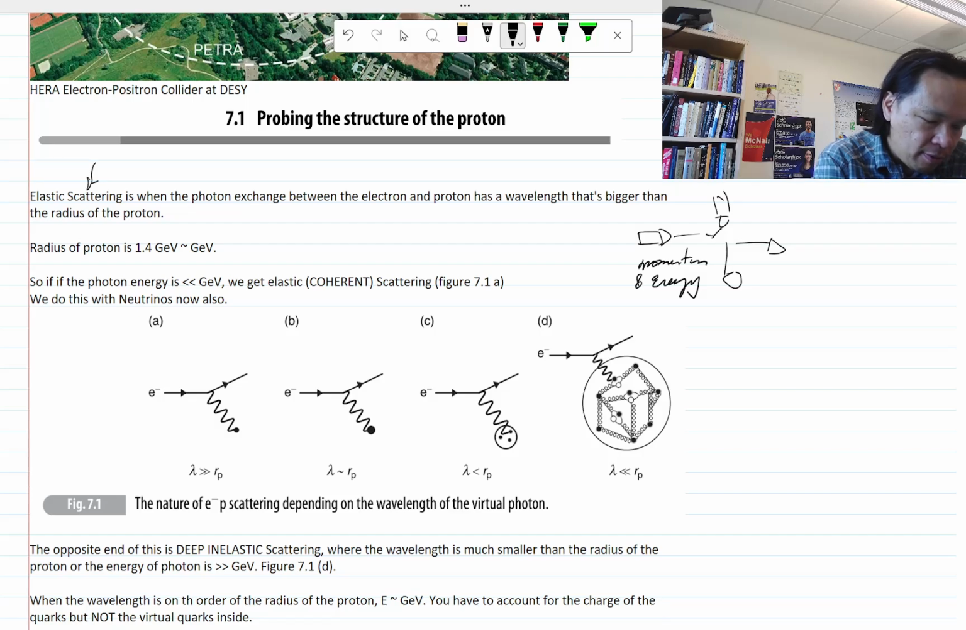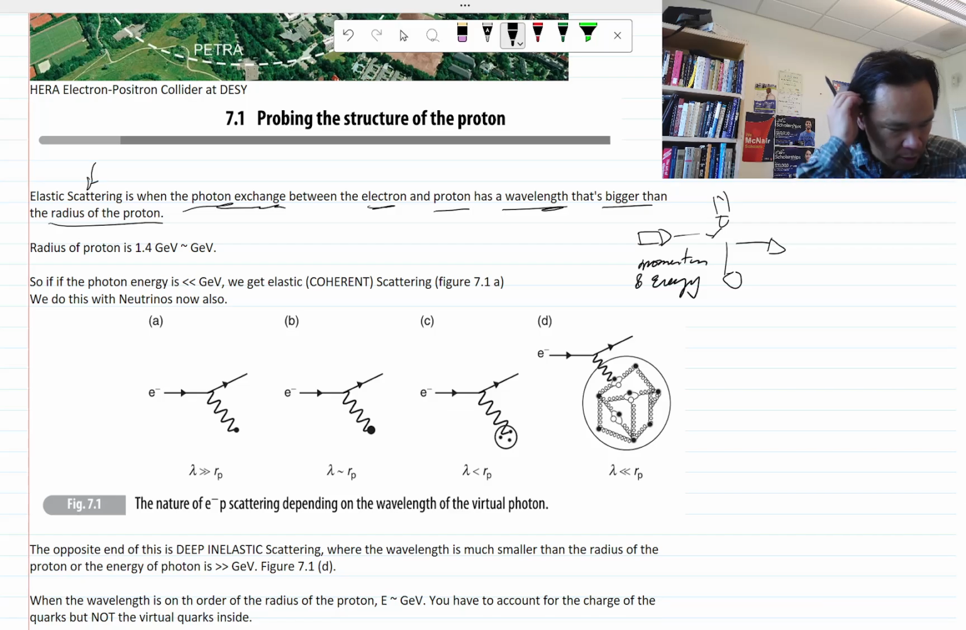But for particle physics, this is when the photon exchanged between the electron and the proton has a wavelength that's bigger than the radius of a proton. What the heck is the radius of the proton? One nice thing about natural units is that the radius of a proton is about one inverse GeV.